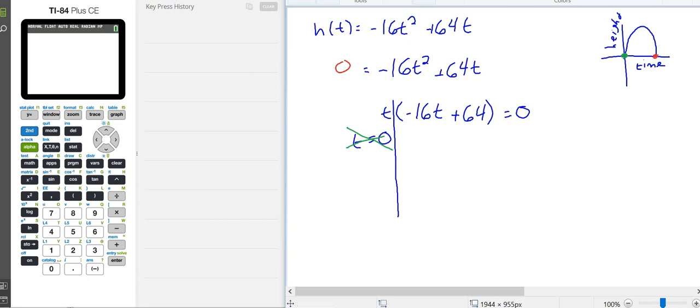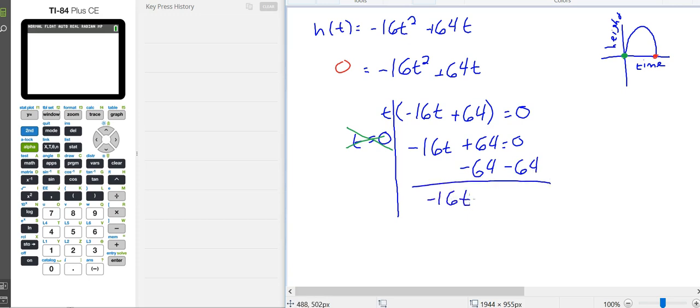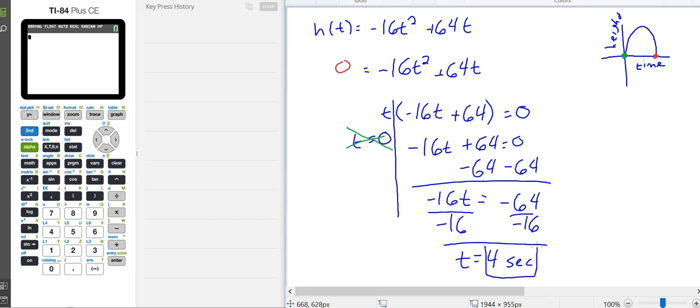Let's set the other factor equal to 0. So negative 16t plus 64 is equal to 0. Minus 64 on both sides: negative 16t is equal to negative 64. We're going to divide away the negative 16 to get t alone, and t is equal to positive 4. Let's say the time is in seconds. At 4 seconds, this object reaches the ground. So that means this red point over here is 4 seconds.